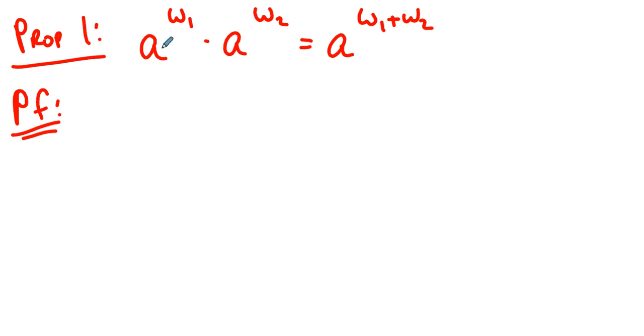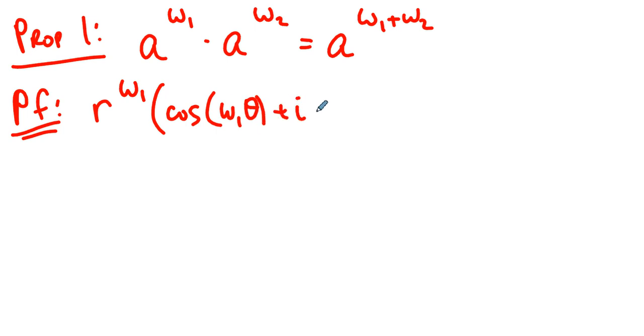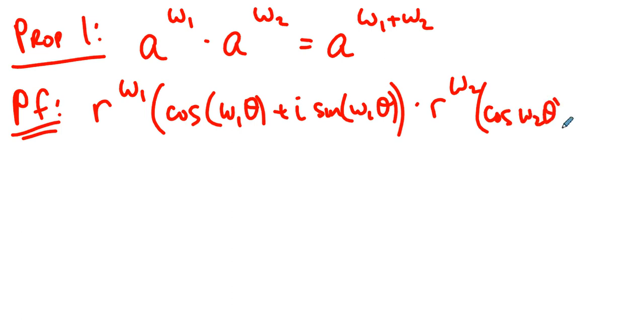a to the ω1 is some modulus, oh, it's just one modulus, some modulus to the ω1 times the cosine of ω1 theta plus i times the sine of ω1 theta. And then a to the ω2, yeah, let's just make them omegas because it's more fun that way. Oh, we're going to run out of space. Right.